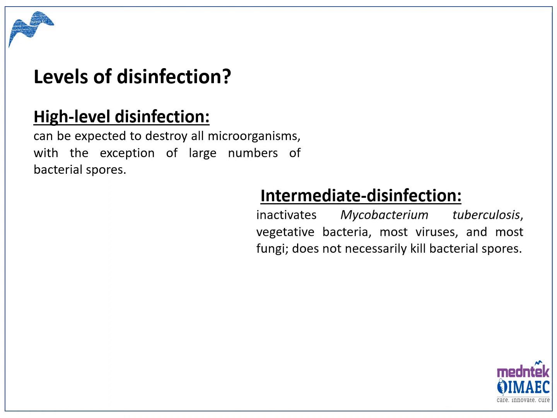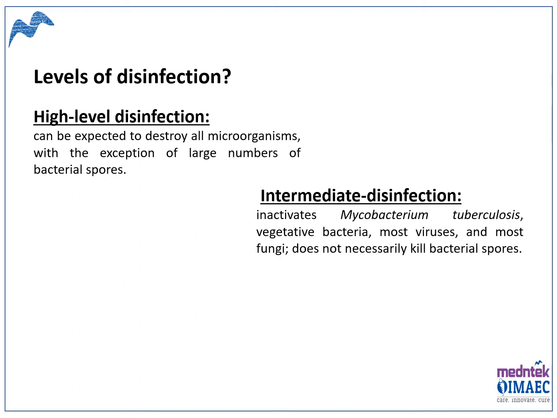Now intermediate disinfection inactivates Mycobacterium tuberculosis, vegetative bacteria, most of the viruses, and most of the fungi, but does not necessarily kill the spores. This follows the hierarchy of microorganisms developing resistance to several chemicals and antibiotics. A chemical or disinfectant in this intermediate category is able to kill Mycobacterium tuberculosis, which is known as tuberculocidal action.